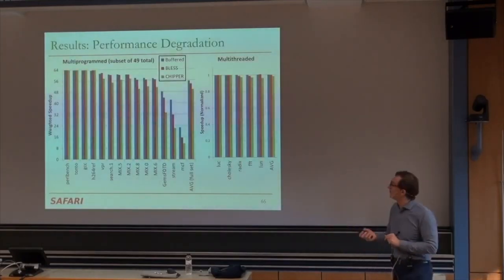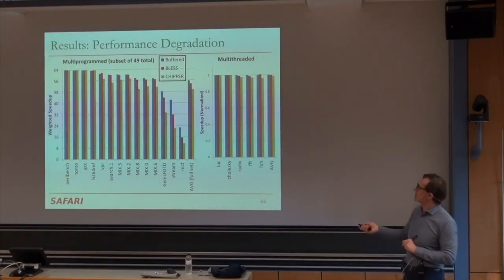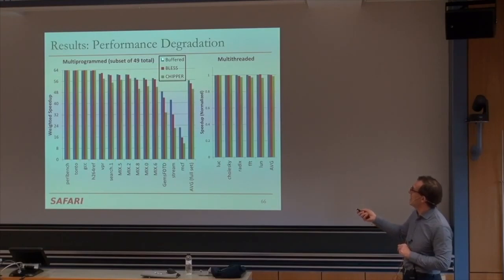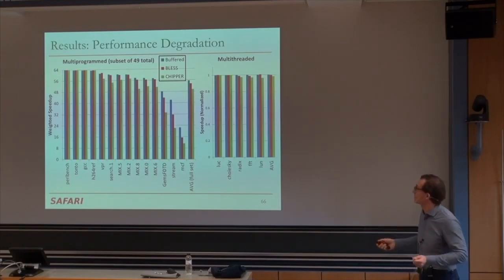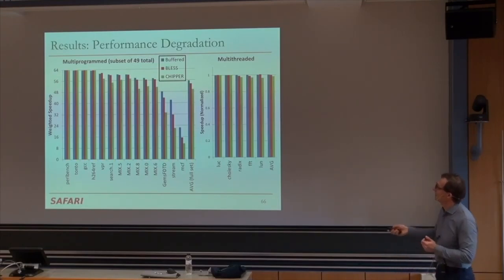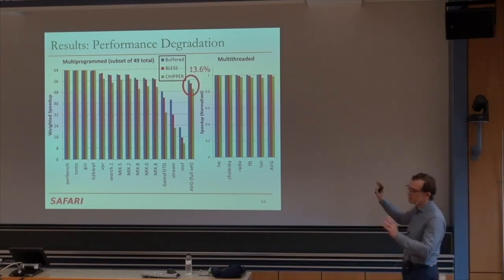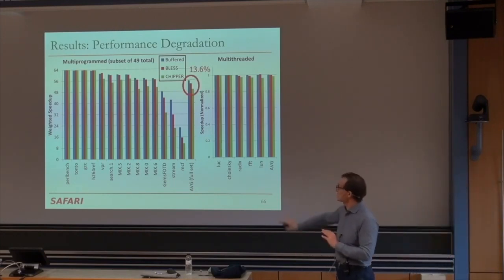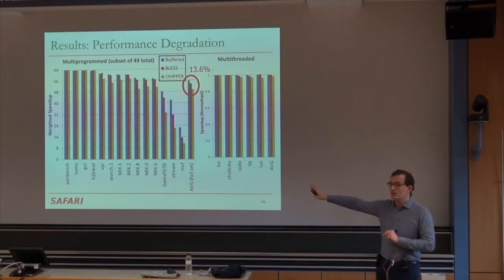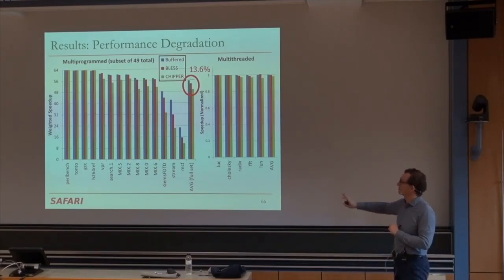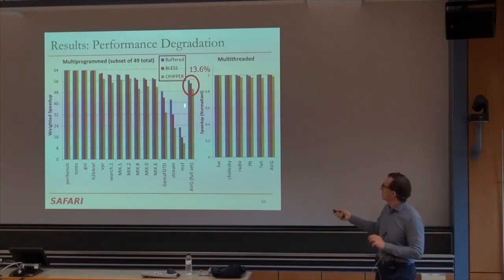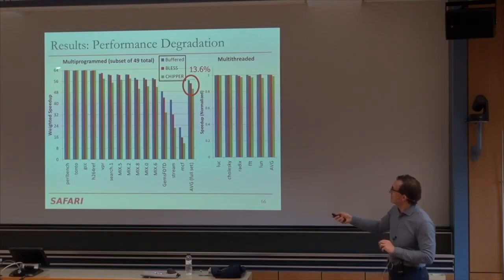Okay, so let's take a look at performance first. What is the performance degradation that you have going from an aggressive buffered network to BLESS to CHIPPER? And if you look at the performance degradation, CHIPPER is worse than BLESS, actually. BLESS has optimistic assumptions, as we will see. This doesn't take into account the router latency increase because of BLESS. That's okay. But if you look at it, there are some workloads. On average, the performance loss in multi-program workloads is about 13%.